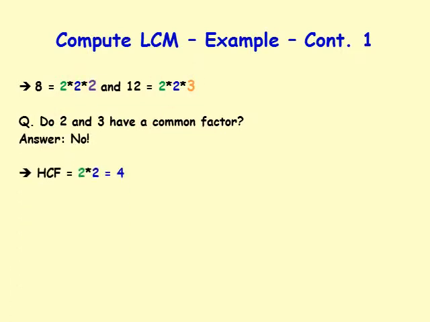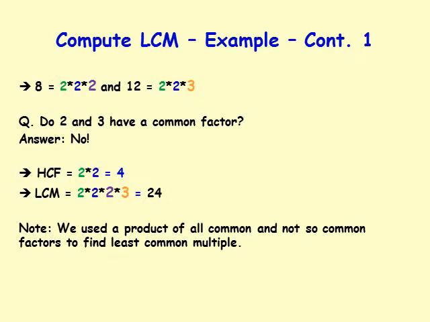Nope. Okay, so HCF is 2 times 2, this common factor, and LCM is 2 times 2 times this 2 and this 3, which are not common factors. Okay? So 2 times 2 is 4, 4 times 2 is 8, 8 times 3 is 24. We use the product of all common and not so common factors to find the least common multiple. Let's continue from here.